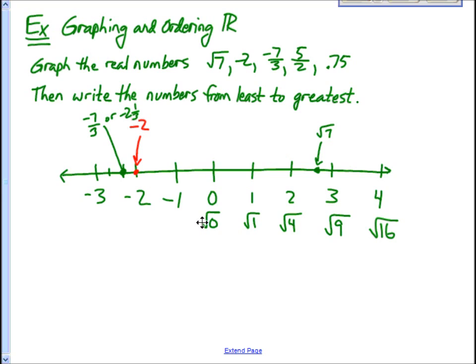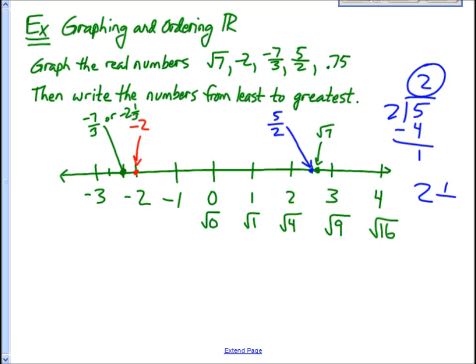5 halves. 5 divided by 2 is 2 and a half, 2.5. So if I'm right there, 2 and a half, there's our 5 halves, 5 divided by 2. Of course, if you don't remember that, hopefully you do. It goes twice, right? 4, get the 1. So I got 2, and the remainder over the divisor, 1 half, so 2 and a half, right? Okay, been a long time. Been a long summer, right?